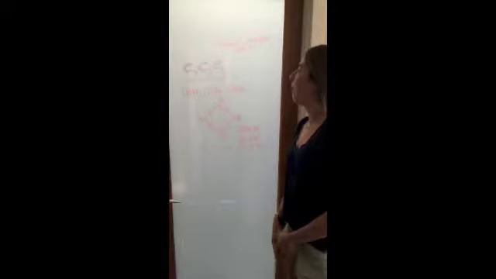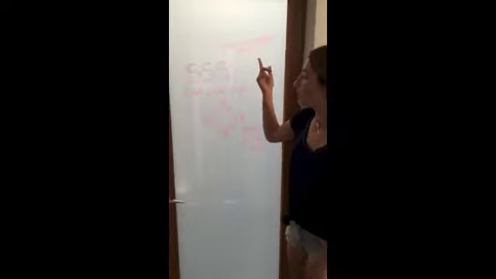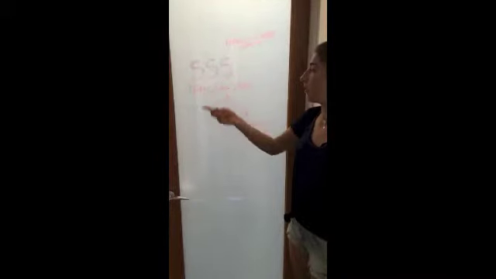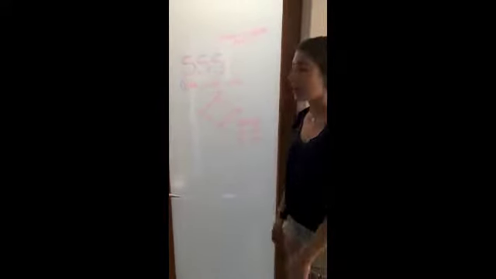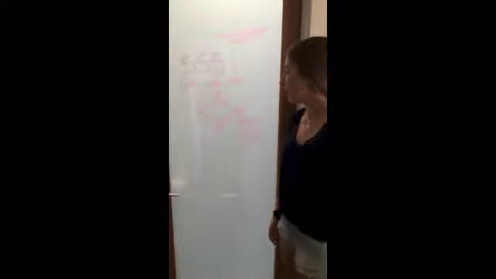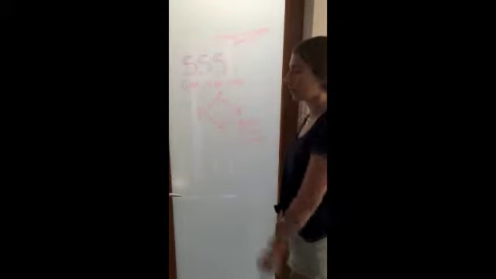Okay, so this is another way to prove that triangles are congruent. This is called SSS, or side, side, side. When we have, for example, two different triangles, and we're trying to find that they're congruent, we can look at three sides that are congruent to each other.